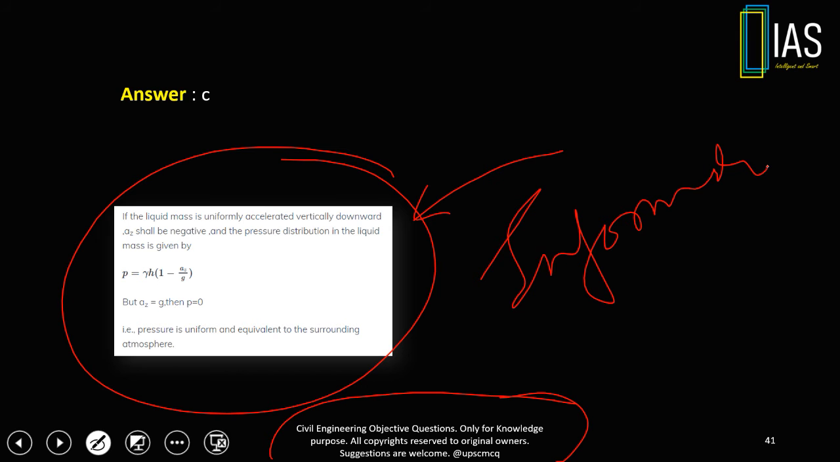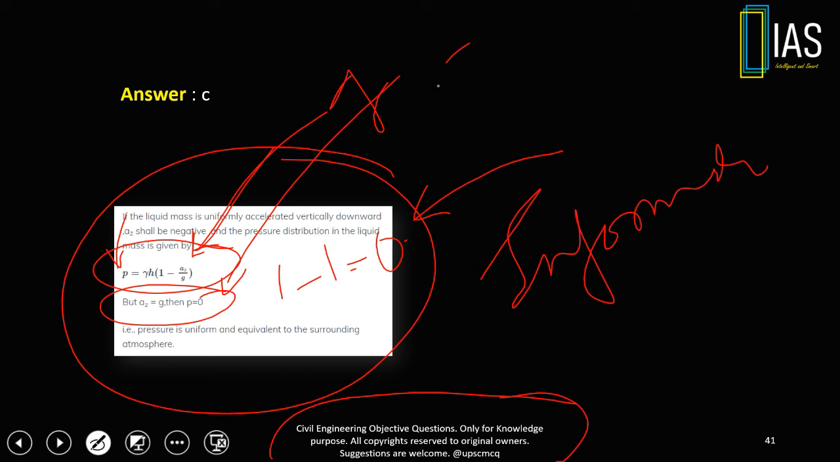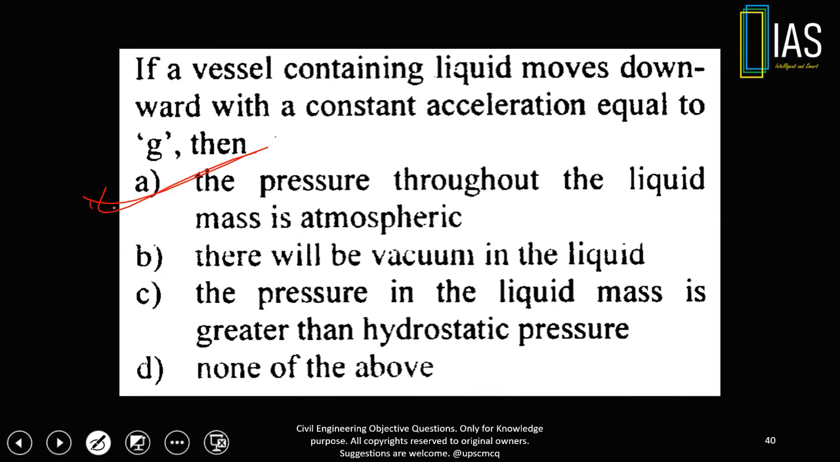But anyway, you can use this: P is equal to gamma h into 1 minus Az upon G, where P is the pressure that will be occurring. In this case, Az was G, therefore G upon G, 1 minus 1 would have been 0, and therefore we get P as 0, that means it is the atmospheric pressure. So the correct answer is A.